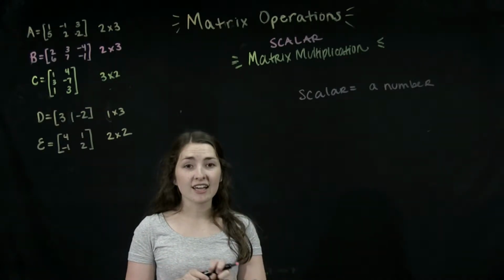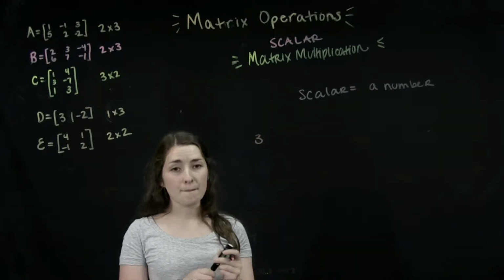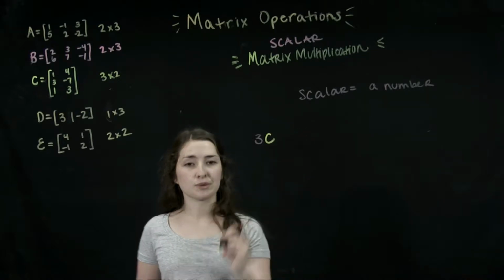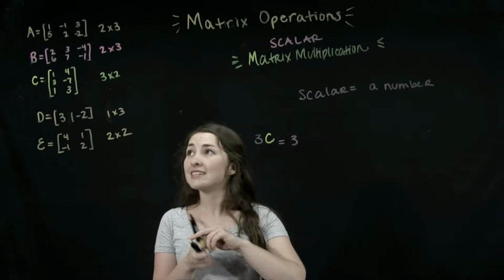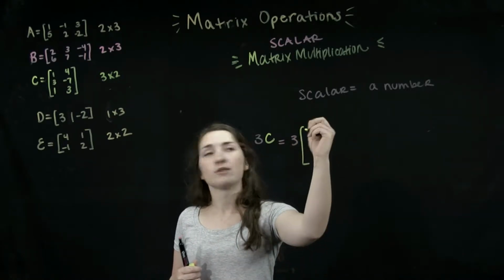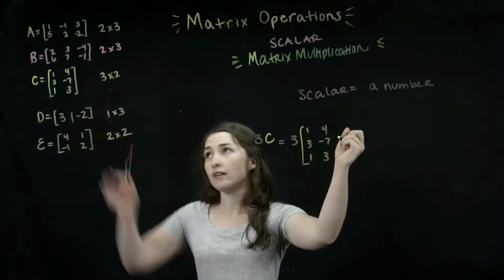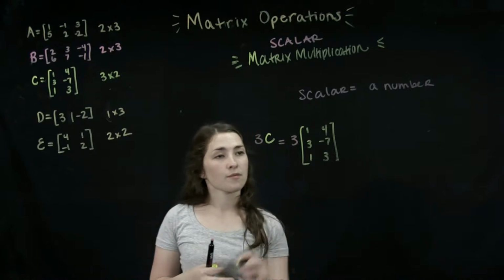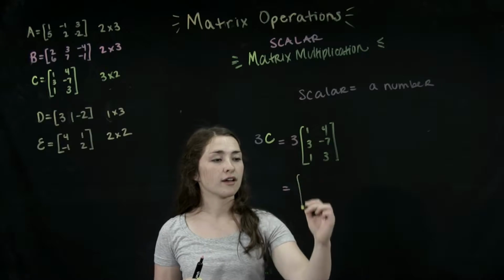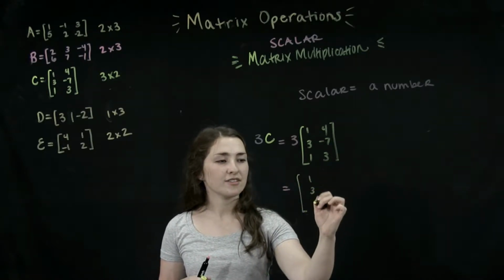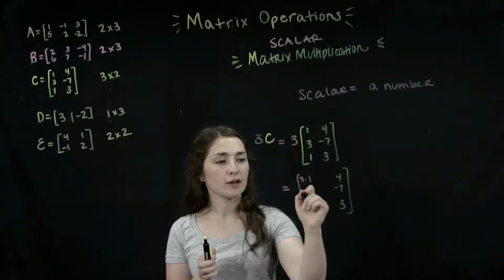So if we want to take a scalar multiple of a matrix, or multiply a matrix by a scalar, let's say our scalar is 3, we want to take 3 times C. All we do is take 3 times the matrix. So we have C is [1, 3, 1; 4, -7, 3], see, right here. And then we're just going to multiply everything within the brackets by 3. Kind of like the distributive property. Now we're just going to take this 3 and multiply every single thing in here by it.